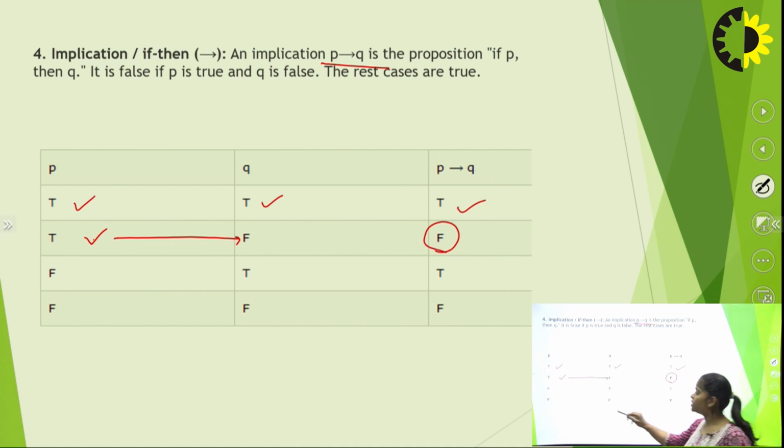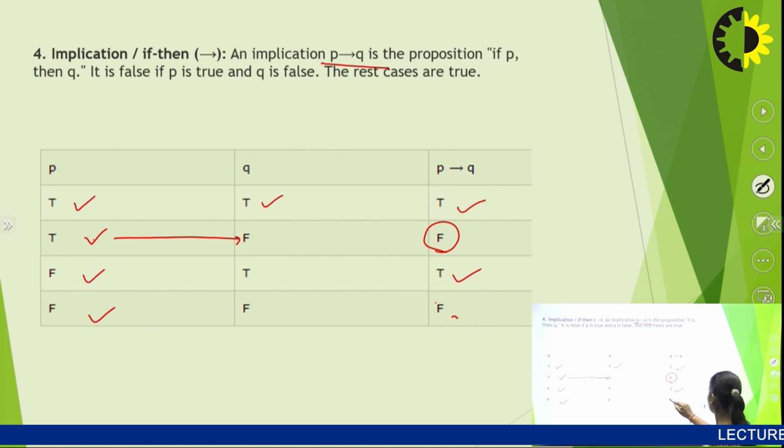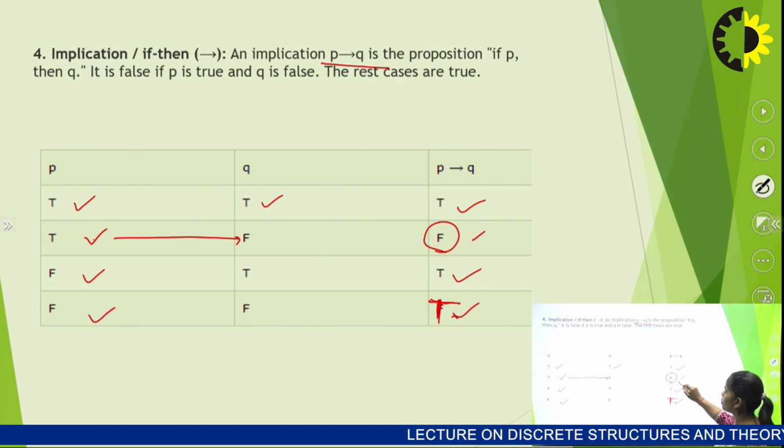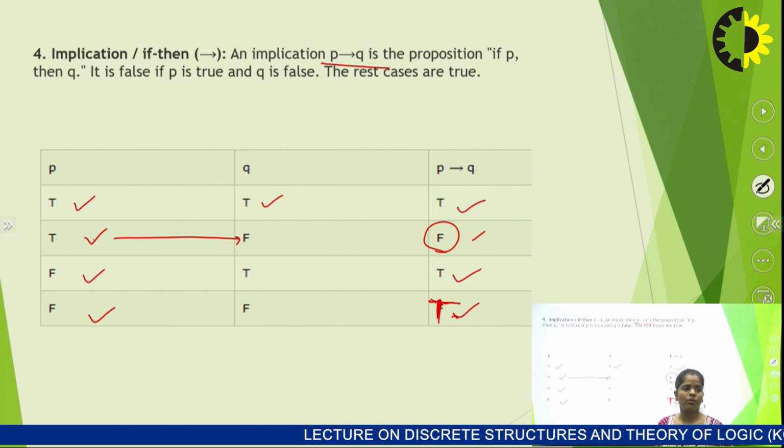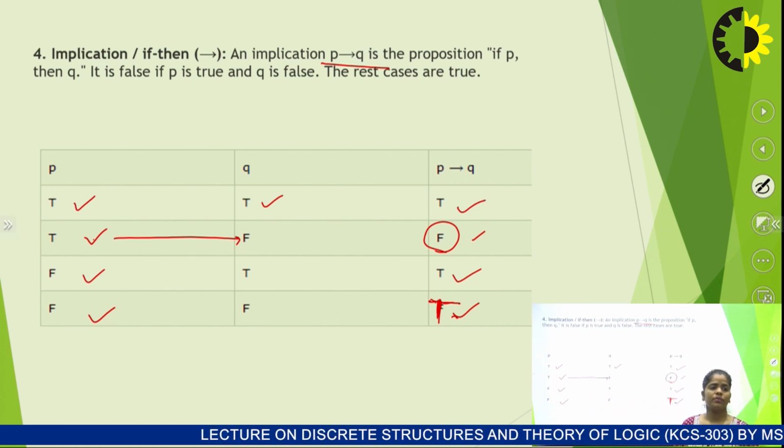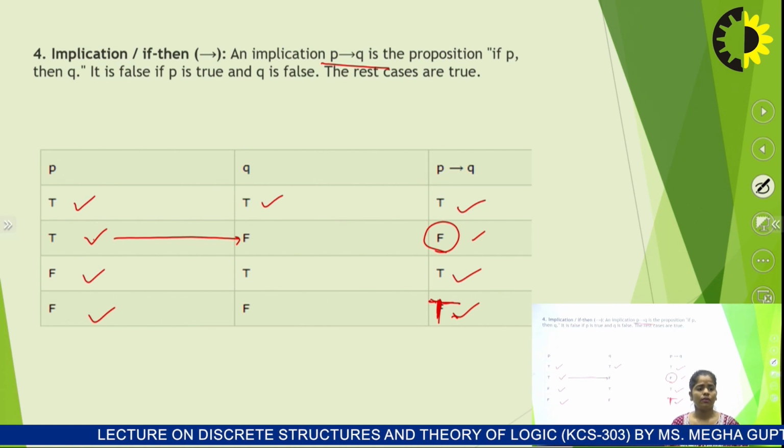But in the third condition, P is false. Here P is not true, so there is no constraint that the output will be false. Whether Q is true or false does not matter in implication, so the output is automatically true because P is false in both the cases. Here we use the true value; this is not a false value, this is a true answer. So in implication, I have false in only one case, whenever P is true and the respective Q is false. Only in that case we get false as output.